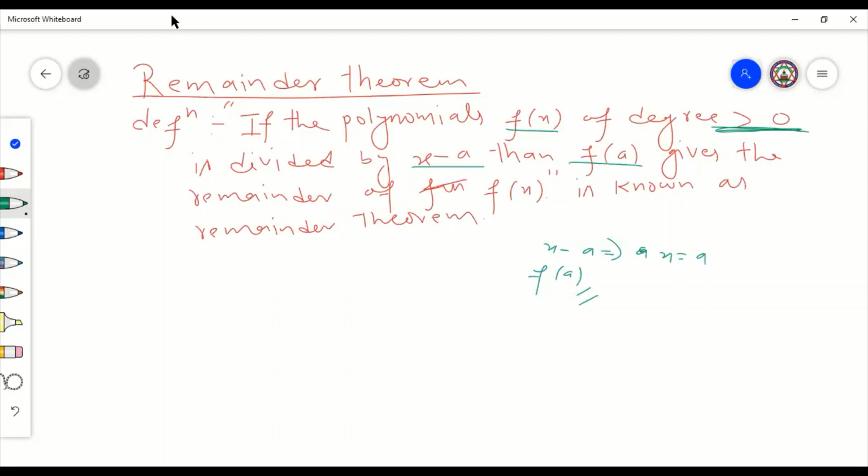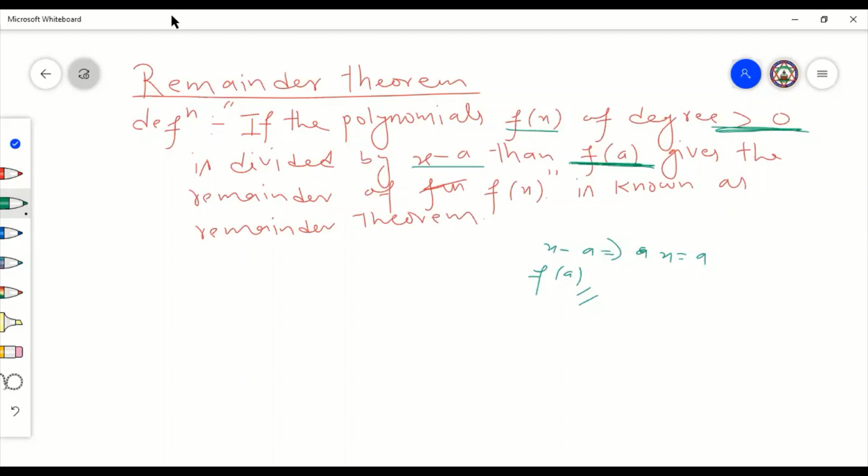So whenever f(x) is divided by x minus a, its remainder is given by f(a). So f(a) gives the remainder of the polynomial f(x). You got it? This is one of the very important definitions of polynomials. There are two theorems: the remainder theorem as well as the factor theorem. This is the remainder theorem.